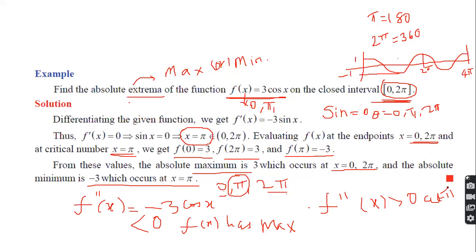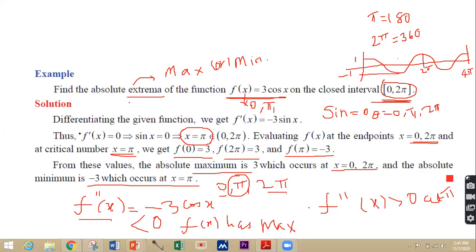So instead of substituting all the values in f of x, you can follow this method. Find f dash of x and equate it to 0, and then find f double dash of x, then substitute the critical value in that f double dash of x. In case f double dash of x is less than 0, f of x has maximum value. In case f double dash of x is greater than 0, then f of x has minimum value. Please keep it in mind.